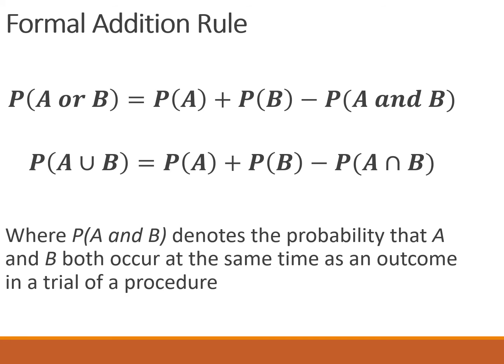So for example, if we're trying to find the probability of drawing a red queen from a deck of cards, we have 26 red cards, we have 4 queens, but there's 2 cards that are both red and queens, and we don't want to count those twice. So we would subtract those 2 out because they're included in both the 26 red ones and the 4 queens.